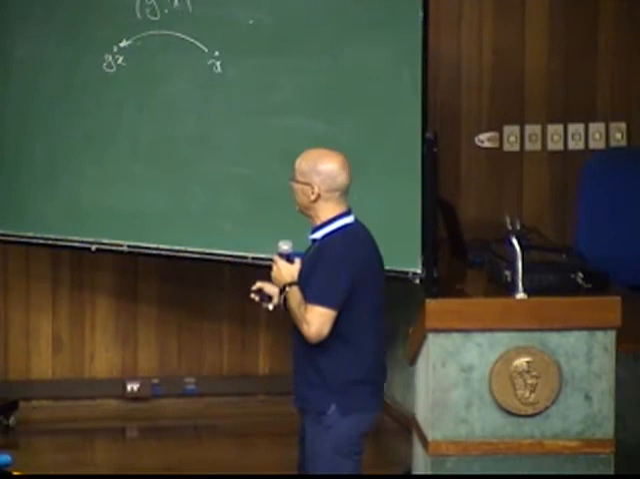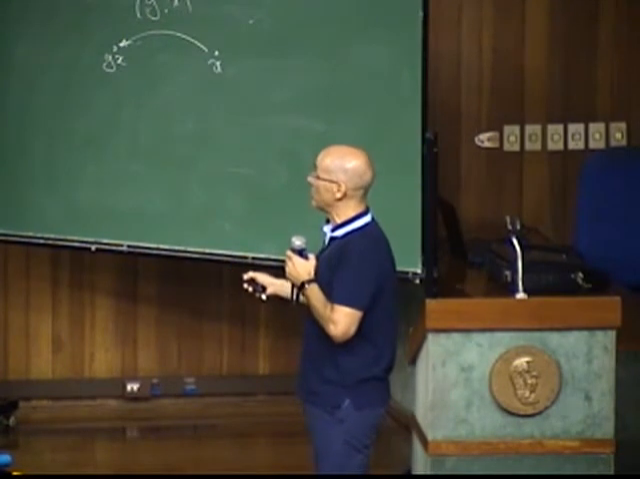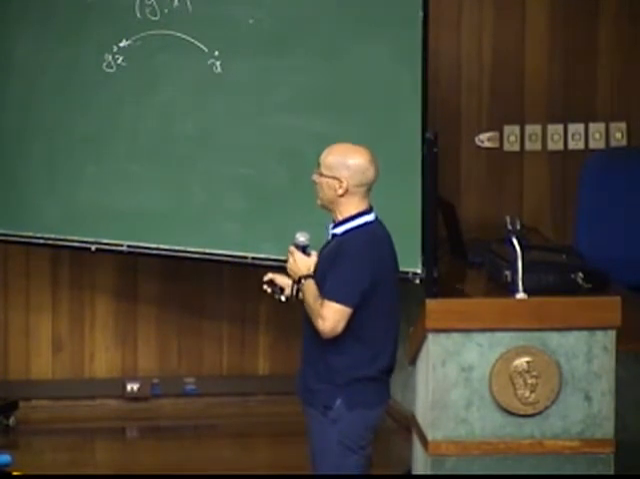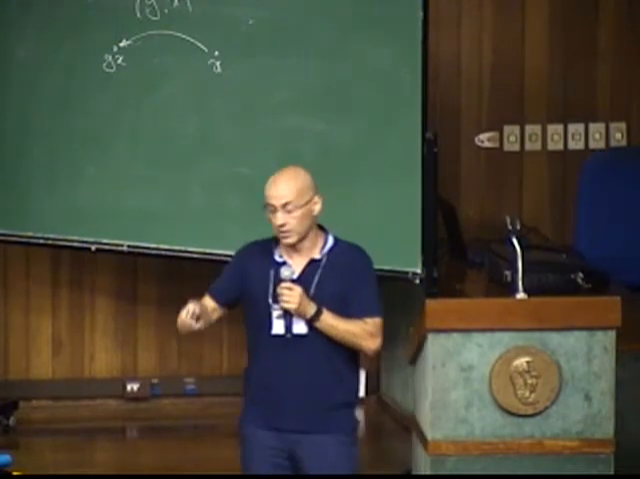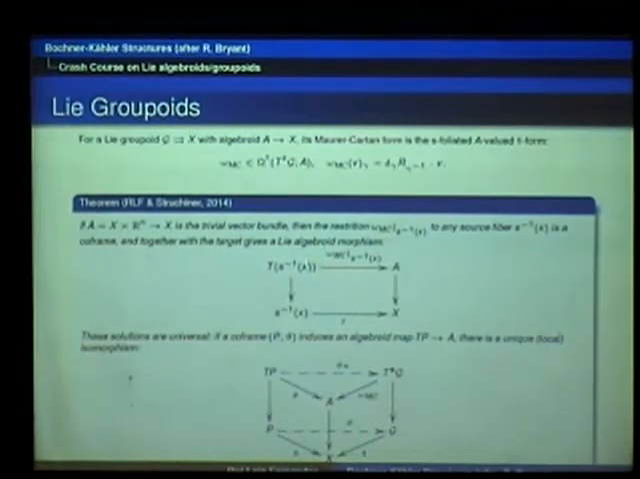Then what I say is that if I have some groupoid integrating this algebroid, and I restrict the Maurer-Cartan form to a single source fiber, what that gives me is a Lie algebroid map from the tangent of that source fiber to A that covers the target map. So this should remind you of this realization as a vector bundle map, which comes with some coframe and some map to the algebra.